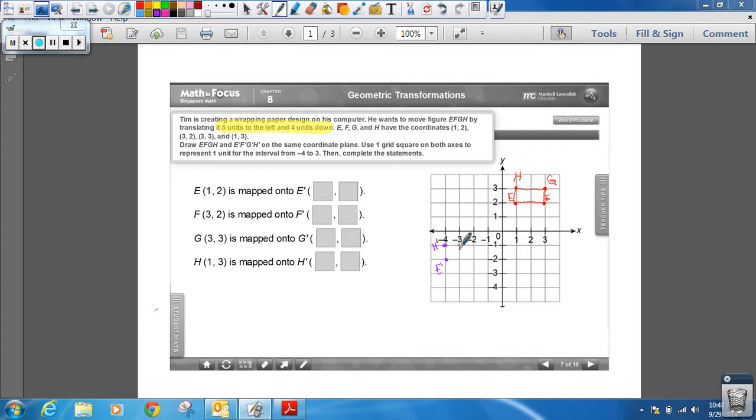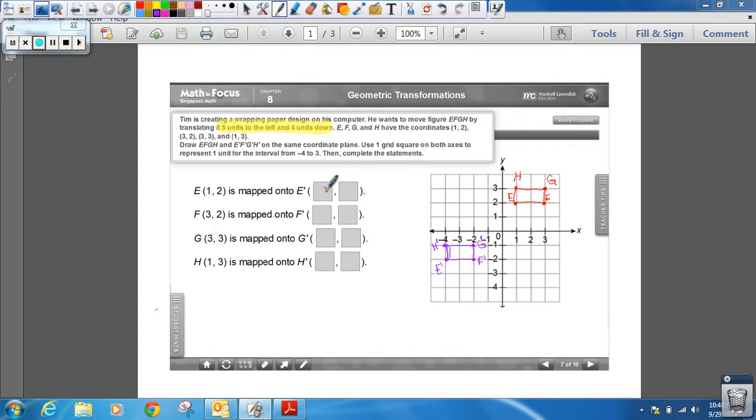G is 2 to the right of it, so this is G prime. And F is 1 below that, so this is F prime. Oops, not a very good drawing there. And remember, you could also find this mathematically or algebraically.